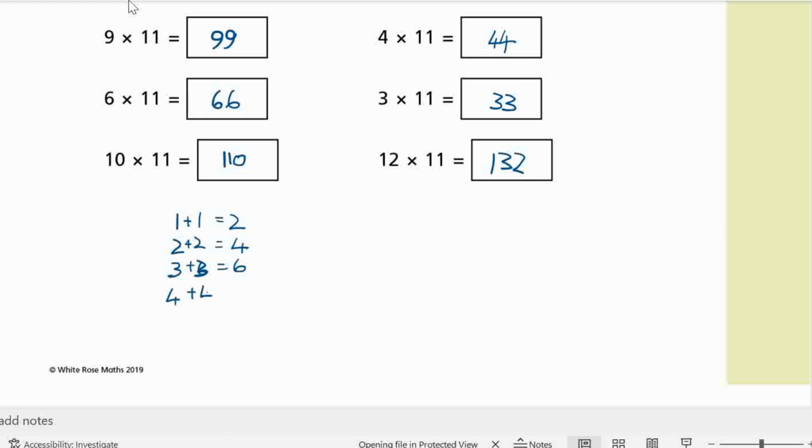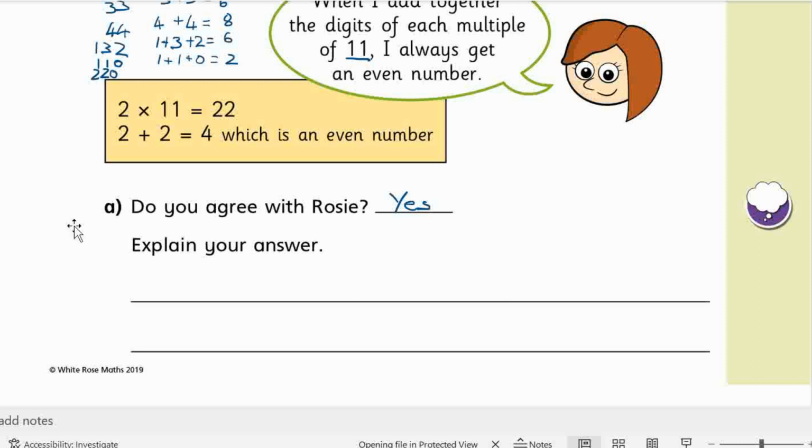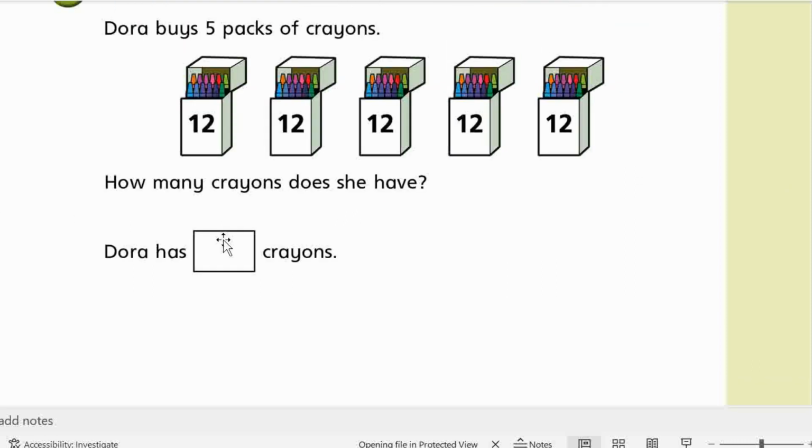Yeah. So they appear to go up in even numbers, right? When you add the separate digits. Okay. Right. So let's move on.